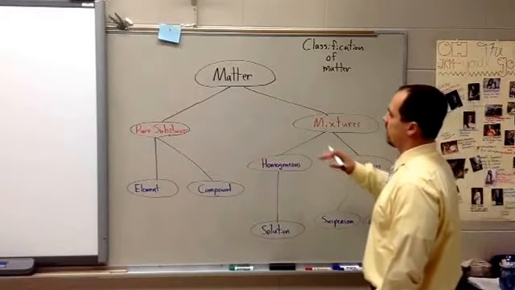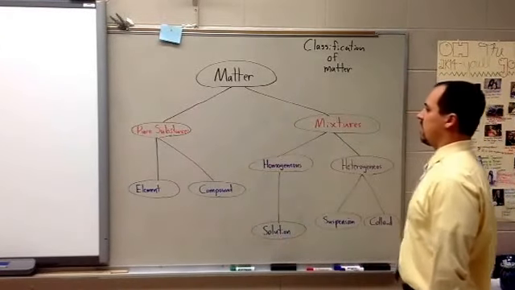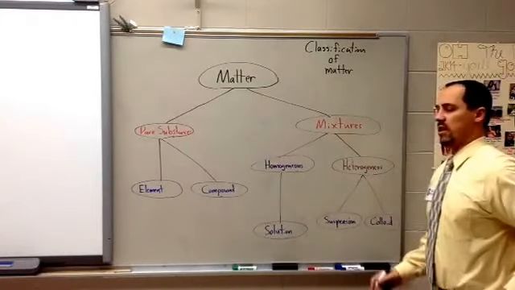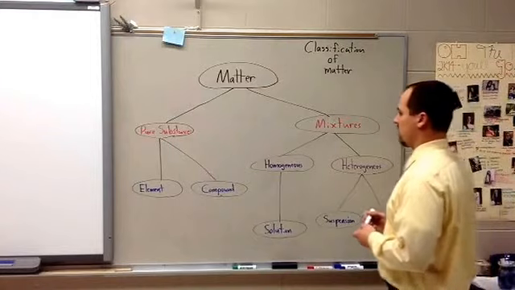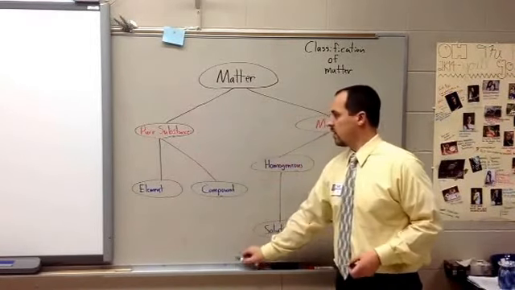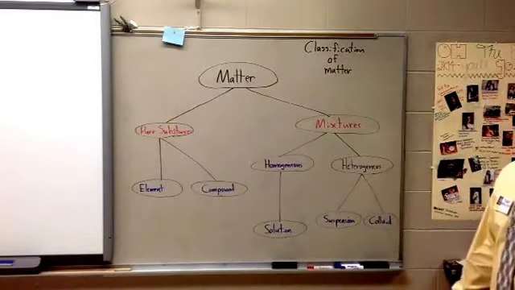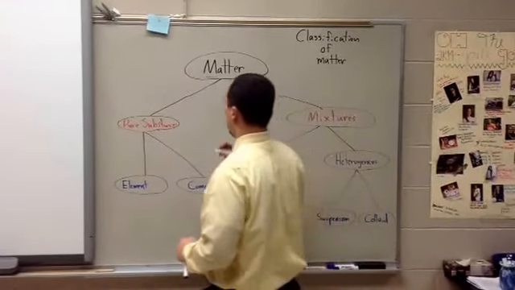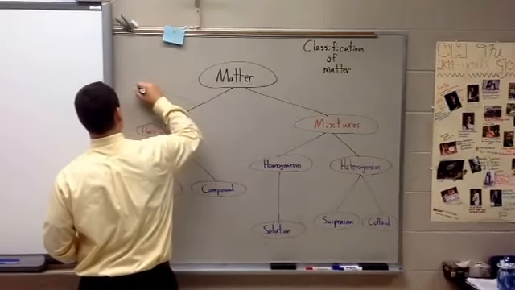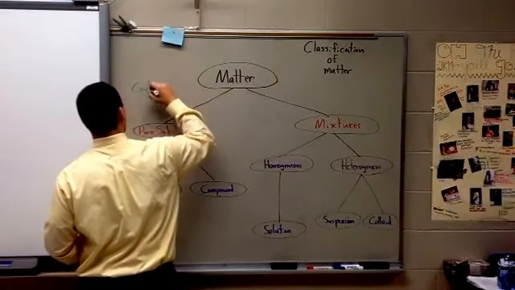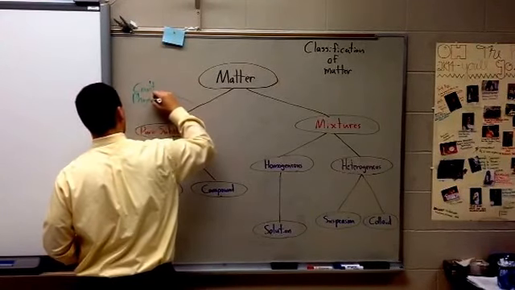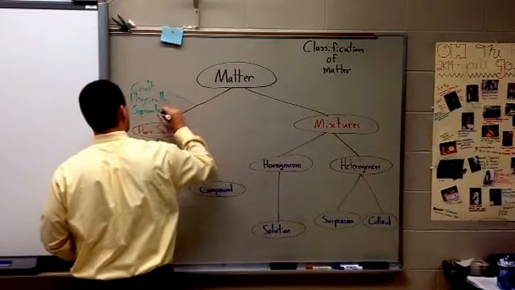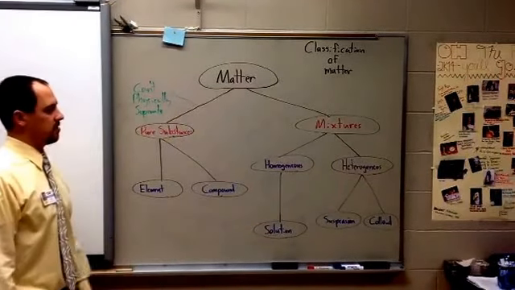Well, matter, anything that has mass or takes up space, is spread into two big groups. One is called pure substances, and one is mixtures. And as we do this, we're going to identify what was the deciding factor of going left or right. If it is a pure substance, it cannot be physically separated. Okay? So we can't physically separate it. That's the first question we ask. Can we physically separate it?